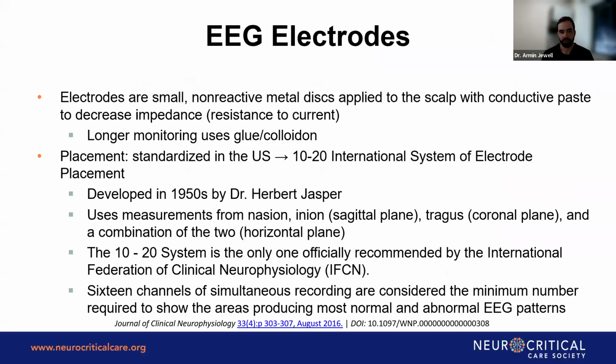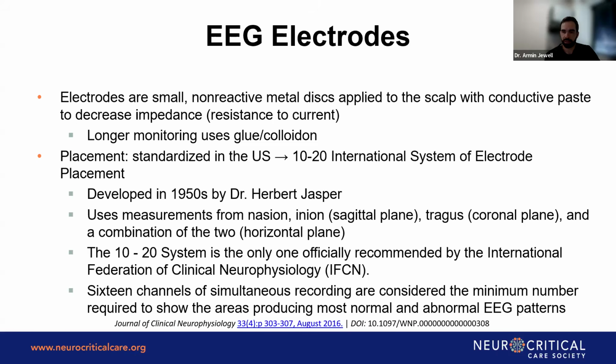So those electrodes that we use are small metal discs that are put on the scalp by an EEG technologist. There's different versions of a paste that they use, whether it's glue or paste, depending on the length of recording. And this helps decrease the impedance so that you can see the current accurately coming from the brain versus getting resistance from the skin and otherwise the scalp and other potential electrodes. The placement is a standardized thing in the United States. It's the 10-20 International System, developed in the 1950s. It's been pretty consistent since then.